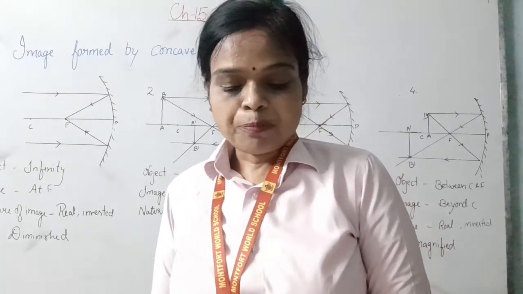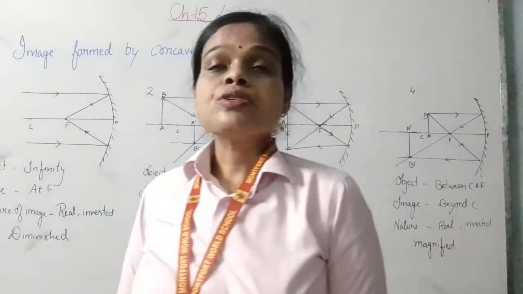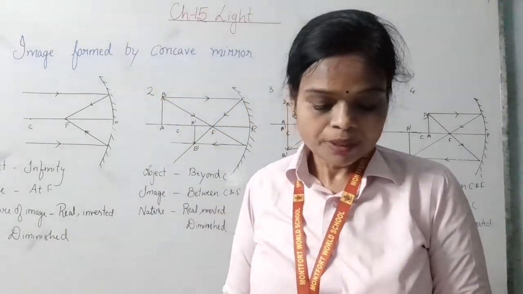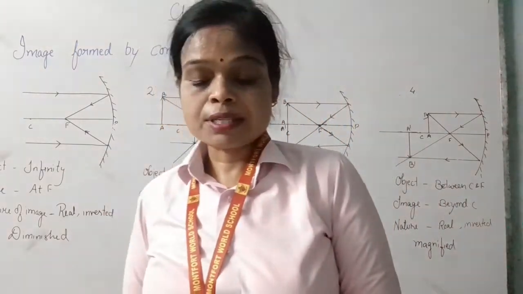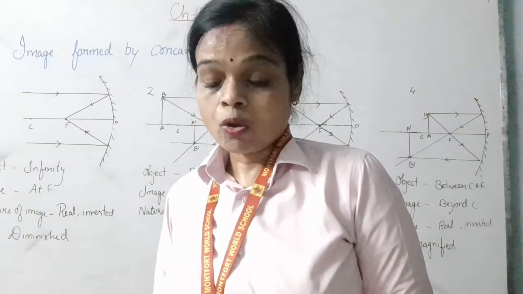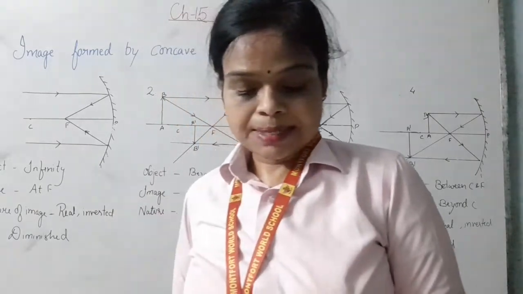Next, which type of lens always forms a virtual image? A virtual image is always formed by the concave lens. Name the lens which produces a real image. The real image is produced by the convex lens. So real images are produced by the convex lens.